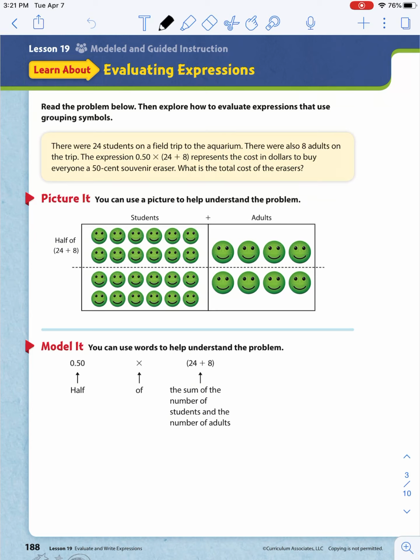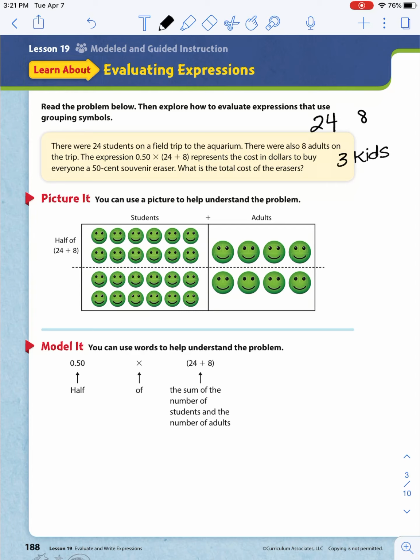Alright, so let's get started. There were 24 students on a field trip to the aquarium. There were also 8 adults on the trip. Right away, thinking 24 kids and 8 adults, that seems to me like you could do not 3 groups, but 3 kids in a group 8 times if you want to even it out. This is coming from the teacher in me who knows how many kids you can divide up to supervise. So just a little thinking.